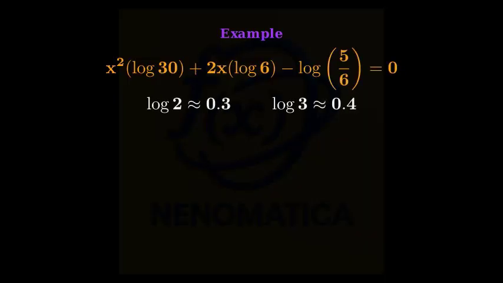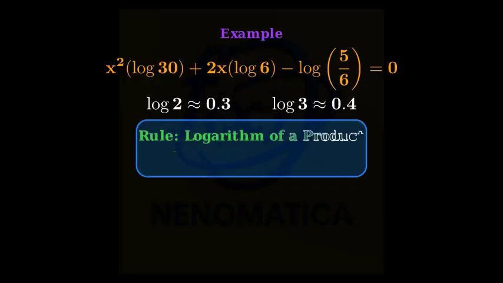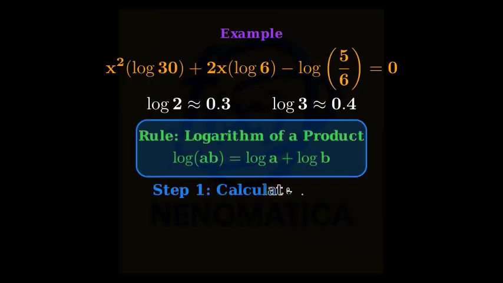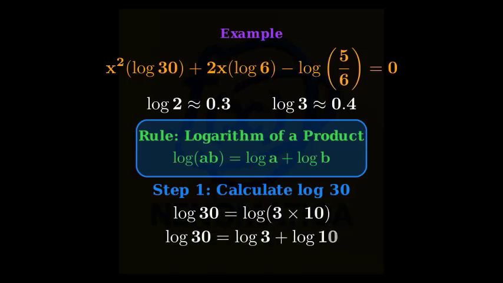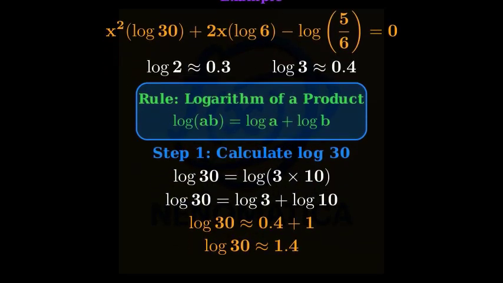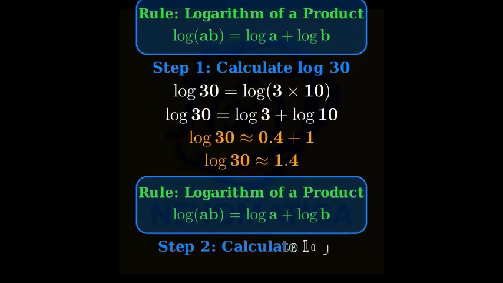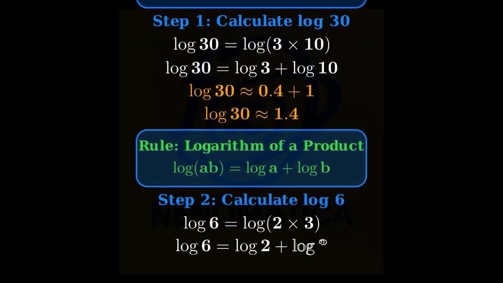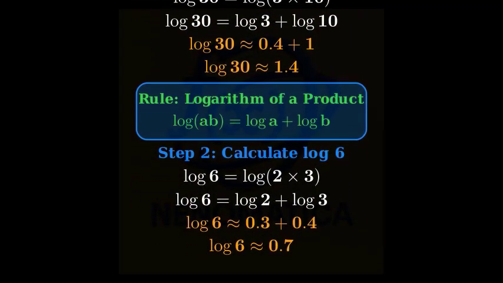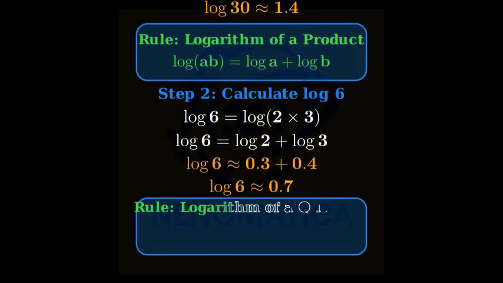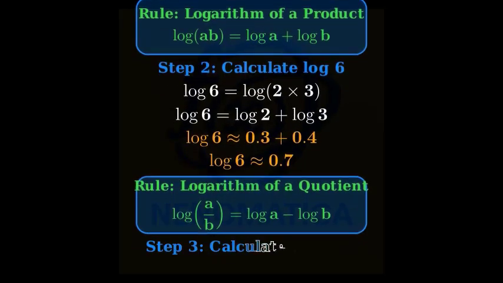Example. We will find the difference between the roots of the quadratic equation with logarithmic coefficients. Using the given approximations, log 2 is approximately 0.3, and log 3 is approximately 0.4. Step 1. Compute log 30 using the product rule. Log 30 equals log 3 plus log 10, which is approximately 0.4 plus 1. That is 1.4. Step 2. Compute log 6. Using the product rule again, log 6 equals log 2 plus log 3, approximately 0.3 plus 0.4 equals 0.7.